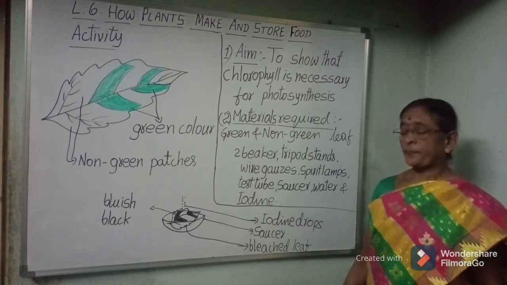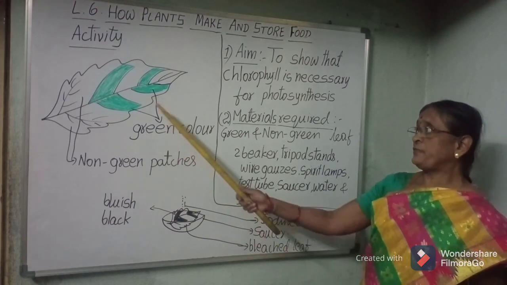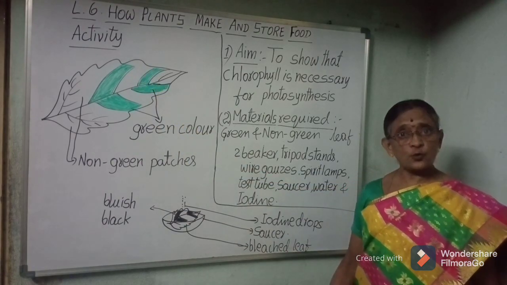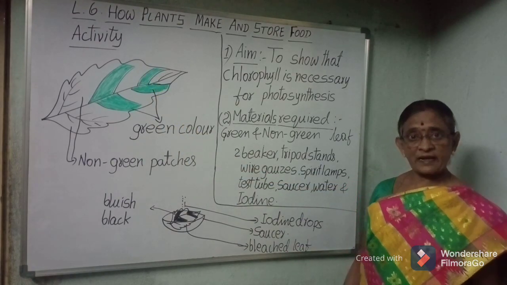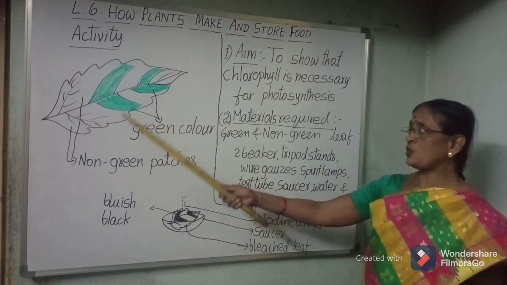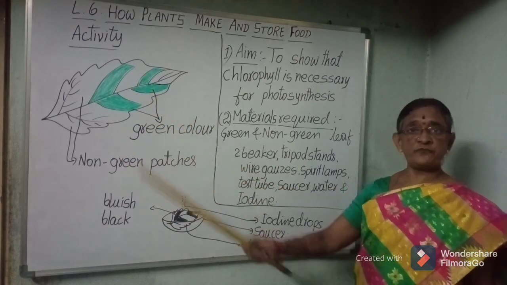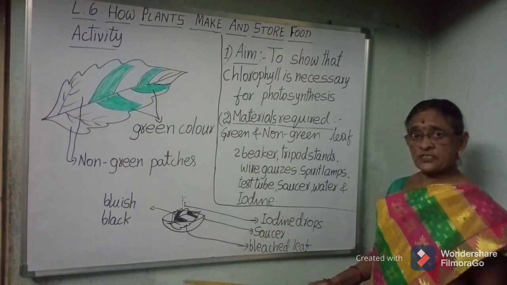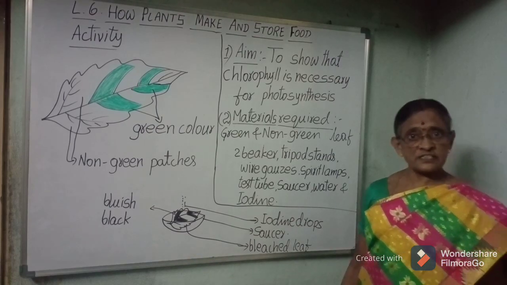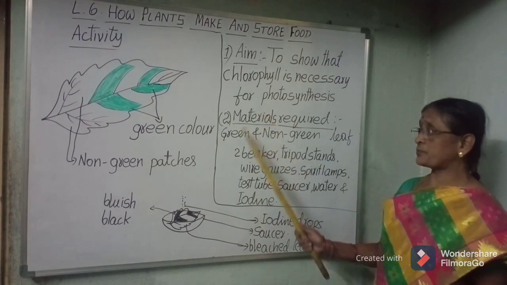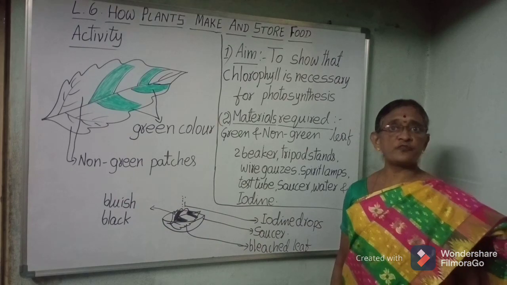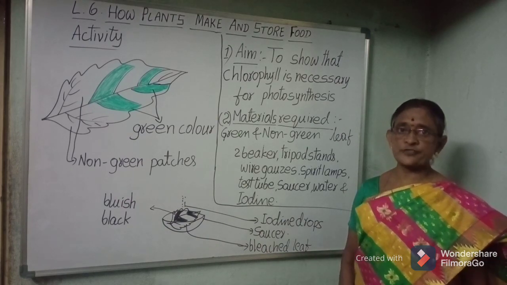The part of the leaf which has green patches only turns bluish black, and the remaining non-green patches on the leaf do not change. This proved that chlorophyll is necessary. By the above experiment, we proved that chlorophyll is necessary for photosynthesis.